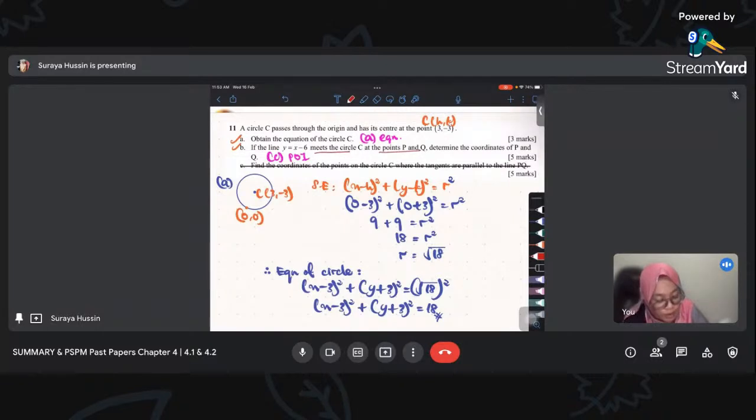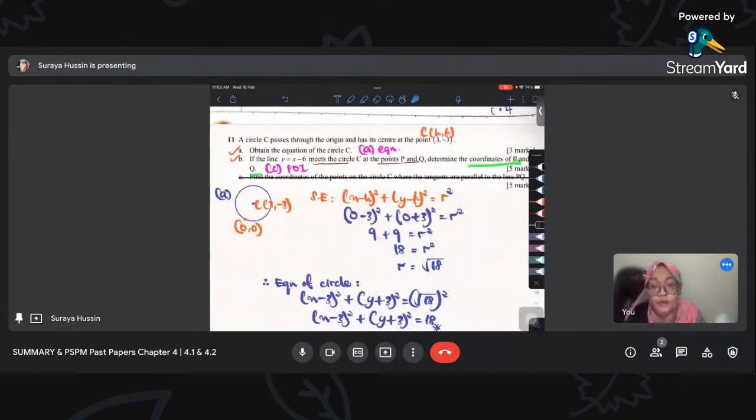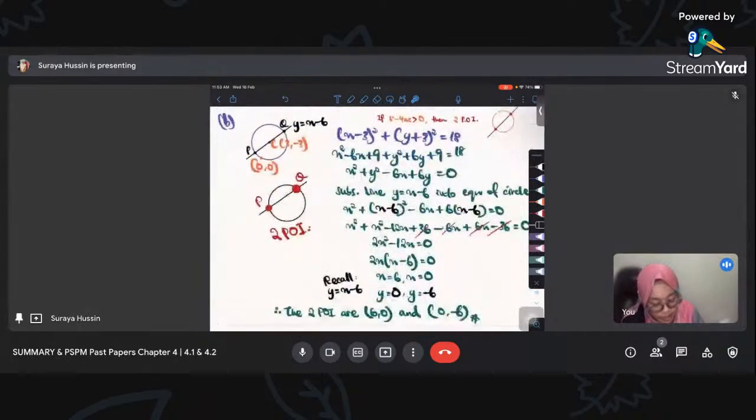You know, the line go through the circle and I straight away know that I have 2 point, I have 2 POI. So 2 POI ni maksudnya nak kena cari point of intersection. Dia yang suruh cari coordinate P and coordinate Q. Soalan ni dia yang minta. Jadi soalan ni kategori finding point of intersection.